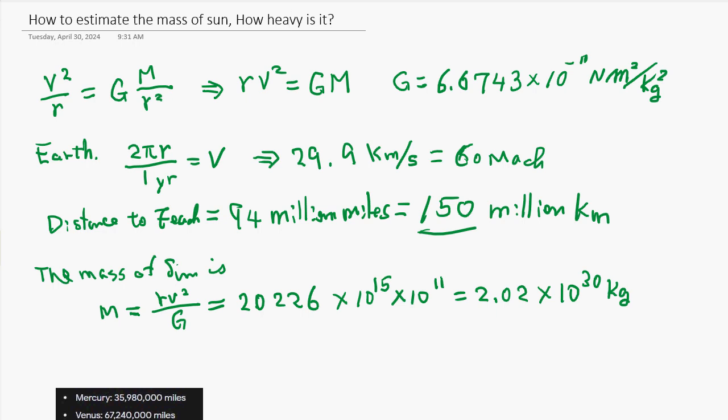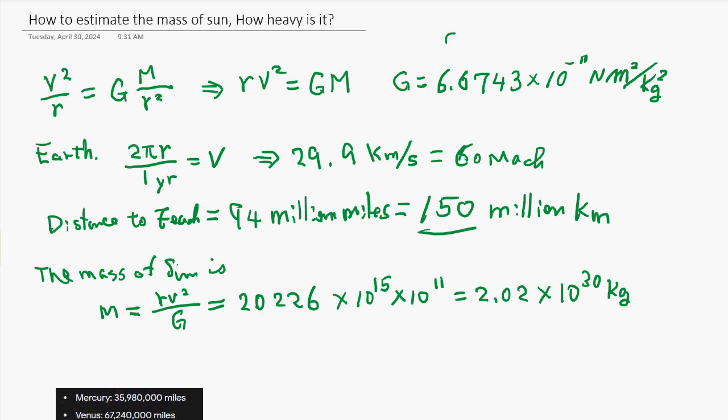Hello everybody. We talk about how to measure the weight of the sun and also how long it's going to take for each planet like Mars, Jupiter, to go around the sun. They are all related. So I'll show you the basic way to do it.